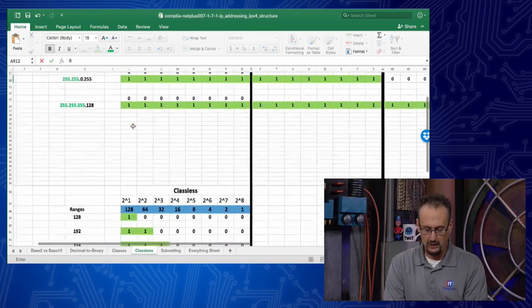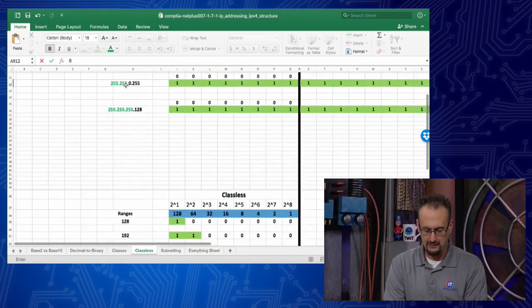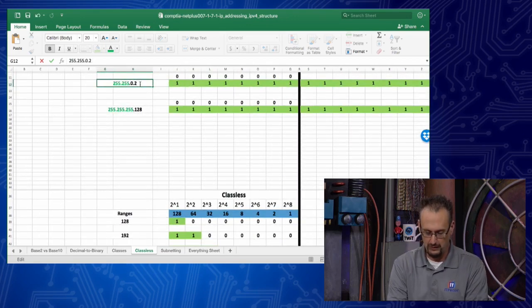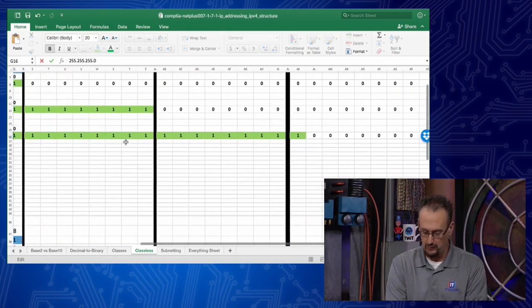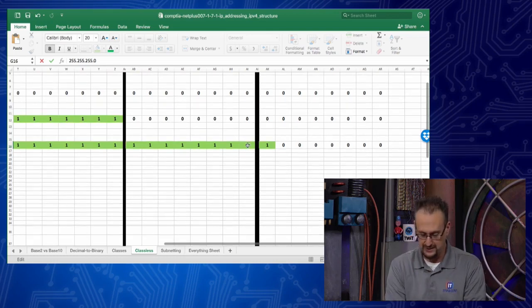Let me see if I can change these back real quick. All right. Now, let's not stop there. Let me go ahead and fix our non-examples of subnet masks, and let's do a couple more, and then we'll probably come back and finish this here in a bit.